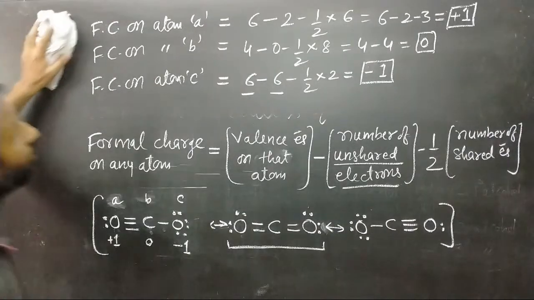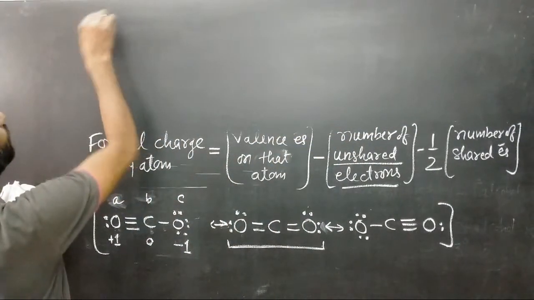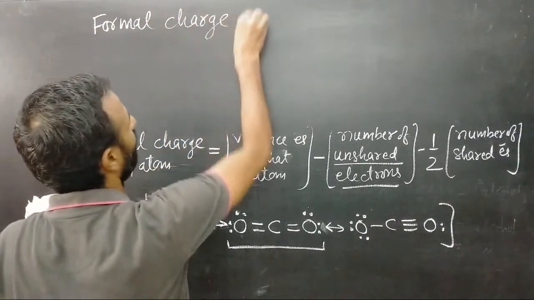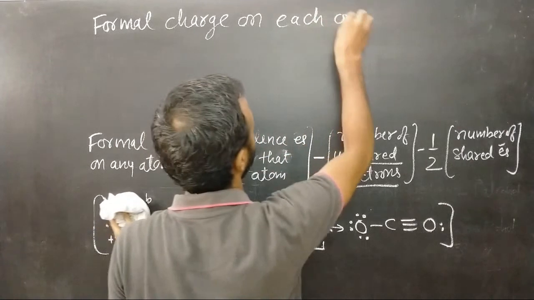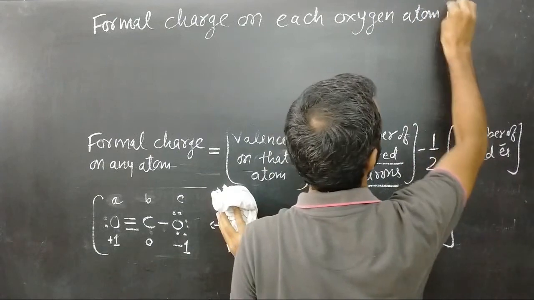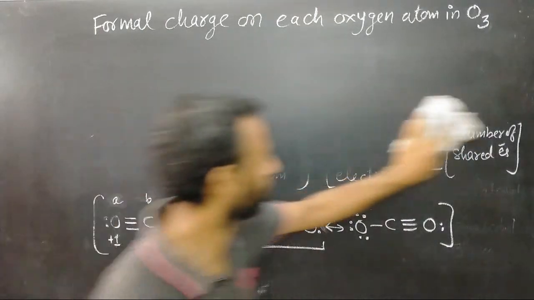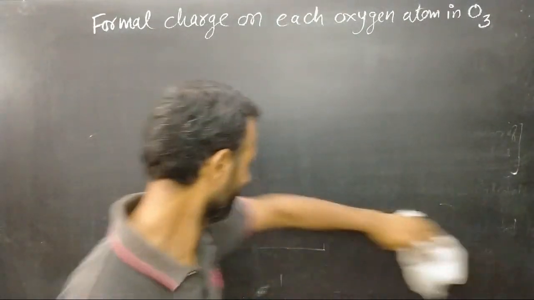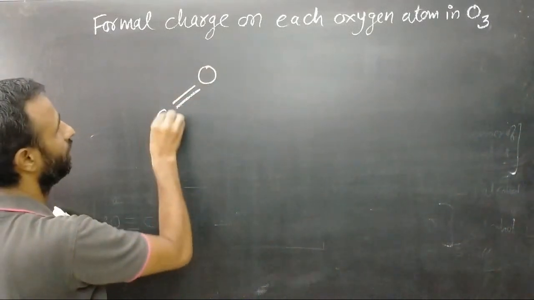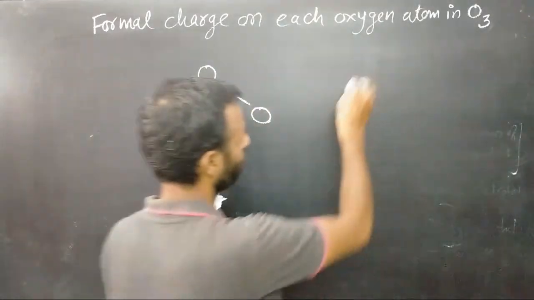Okay? Formal charge on each oxygen atom in ozone. Okay, so say in ozone its structure is O double bond O single bond O. How do we know that ozone is like this?